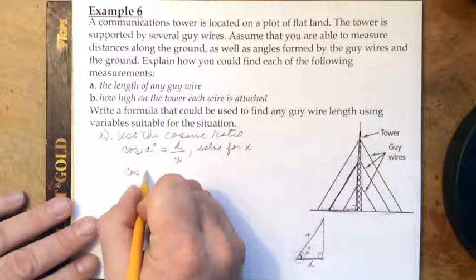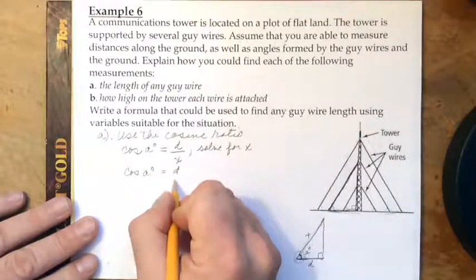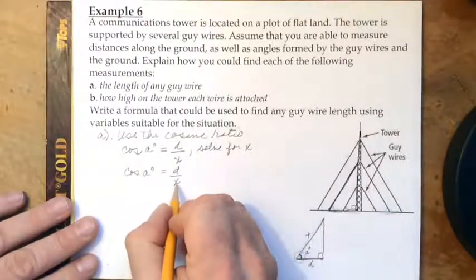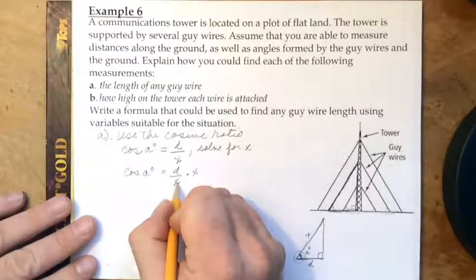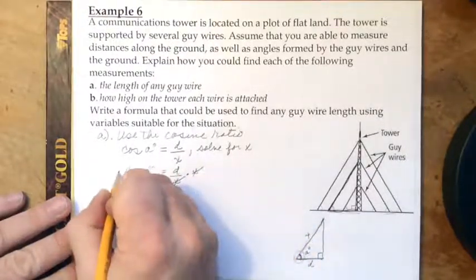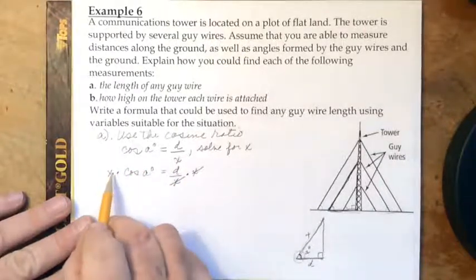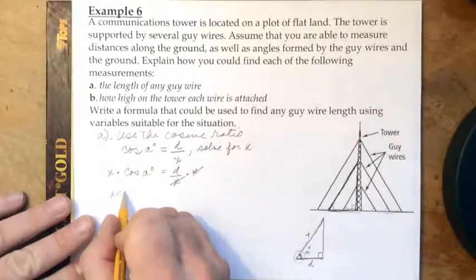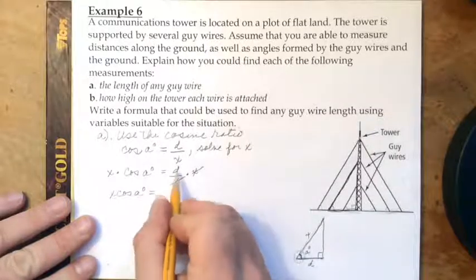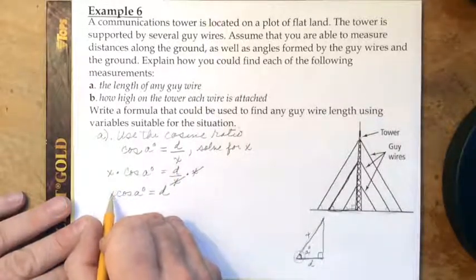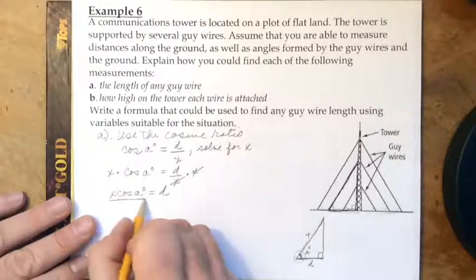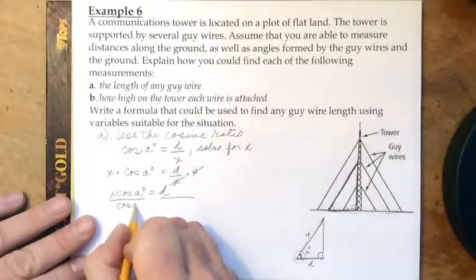We take cosine of A degrees equals D over X. We need to get X by itself. Since it's in the denominator, we need to multiply to get it out of the denominator. Those divide out, but we have to multiply by X over here. So now X is in the numerator. X cosine A degrees is equal to D now. We still need to get rid of the cosine A degrees. X is being multiplied with it, so we divide both sides by cosine A degrees.